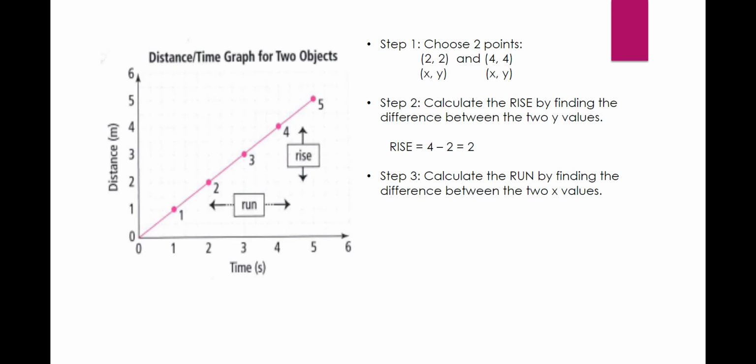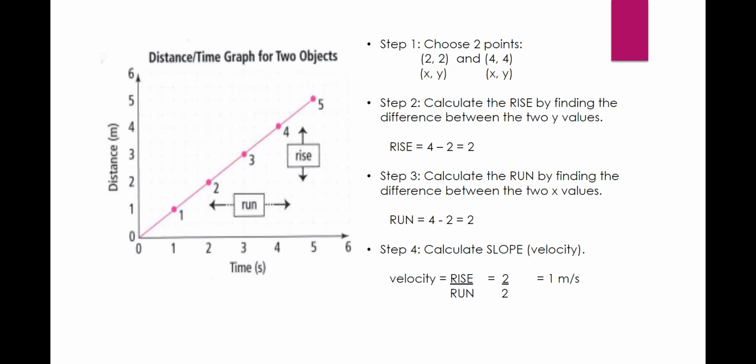Now for the run, we're going to calculate with the 2 x values. We're going to take 4 and subtract 2, and that's going to give us 2 as well. Now to calculate the slope, and you've probably already done this in your head, you're going to take the rise over the run, so 2 over 2, which is equal to 1 meter per second.